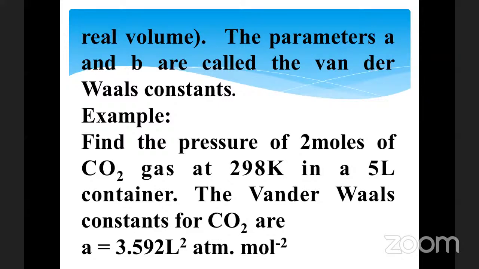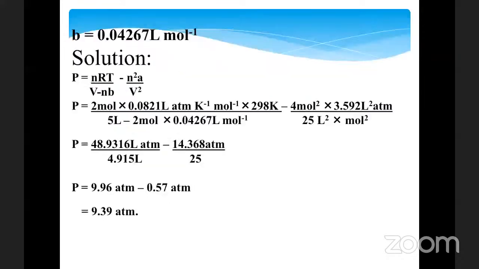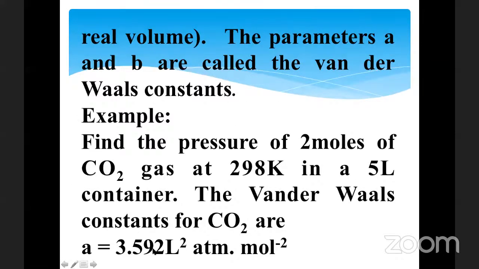And it is not the same for all gases. Each individual gas has its a and b, its van der Waals constants. So let us solve this example: find the pressure of 2 moles of CO2, carbon(IV) oxide gas, at 298 Kelvin in a 5-liter container. The van der Waals constants for CO2 are given. a is equal to 3.592 liters squared atmosphere per mole squared.